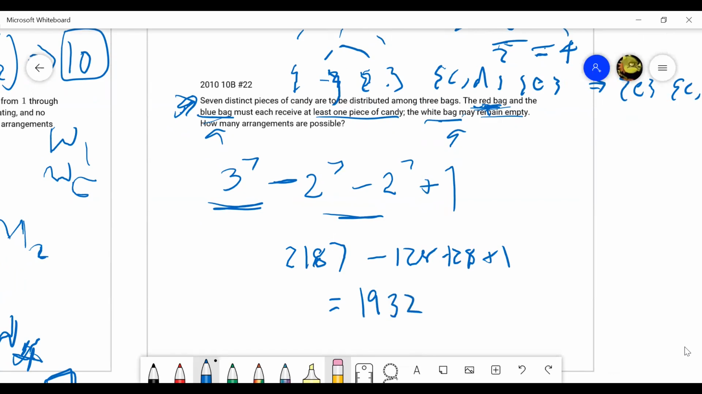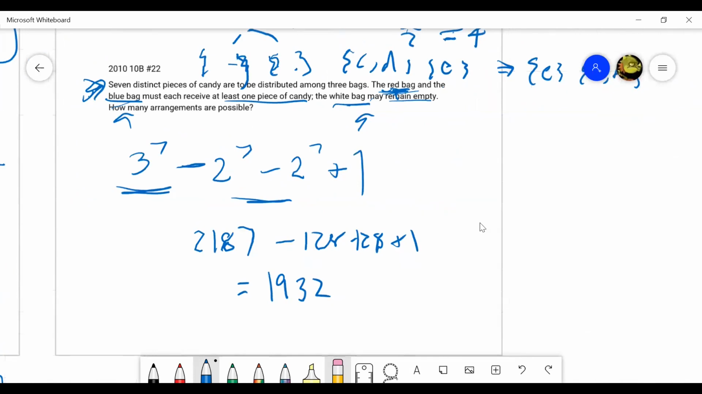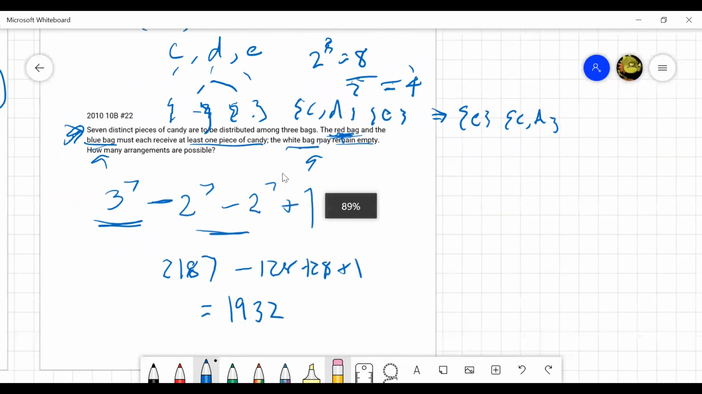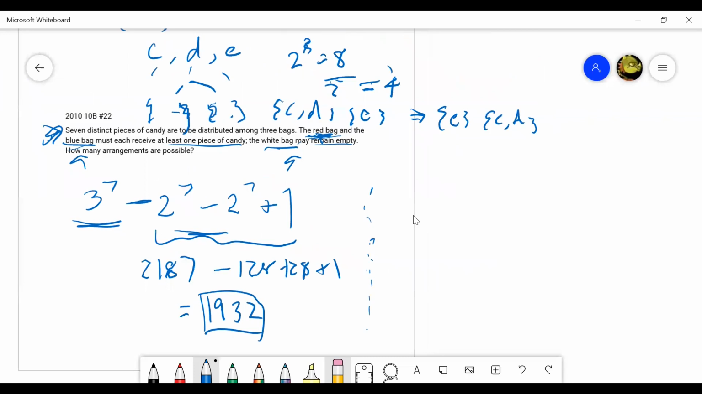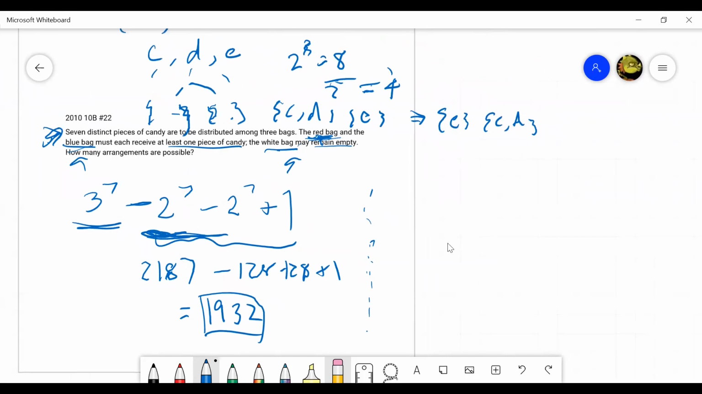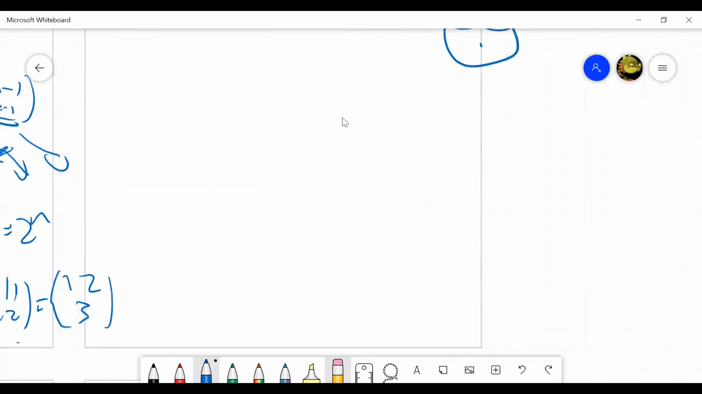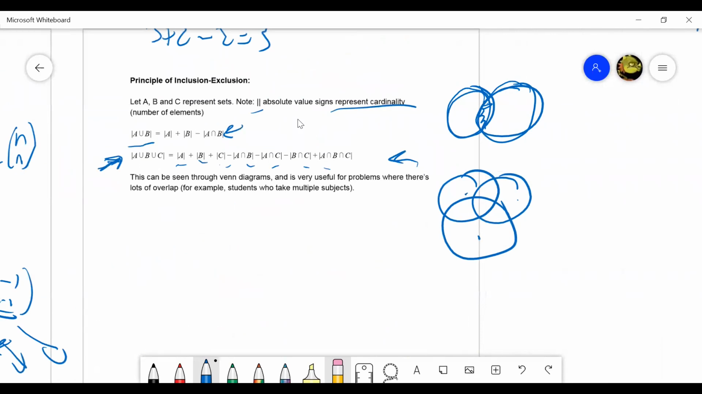1932, and that's it. All right, so I said before this didn't use the principle of inclusion and exclusion, but it technically does, and I'll show where it uses it. It's really just in this last part right here. If you consider the set of this, it's an expression of the first version, where this first set would be just the 2 to the 7th, where the blue and white are the only ones that have candy in it.